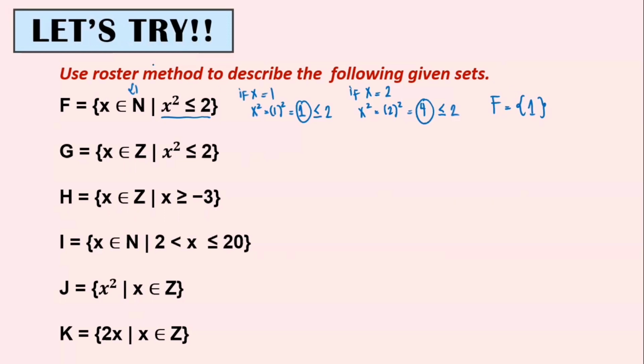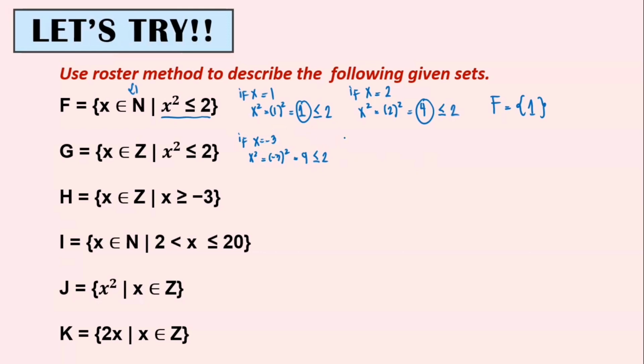Okay. Next. Letter G. X is an element of the integer. So, meron tayong integers dito, such that x squared is less than or equal to 2. So, magkaiba ng membership yung F natin at yung G. Sige, mag-try naman tayo. So we have, let's say, if x is negative 3, so we have x squared is equals to negative 3 squared. So from here, the answer is 9. We all know that 9 is not less than or equal to 2. So hindi kasama si negative 3.